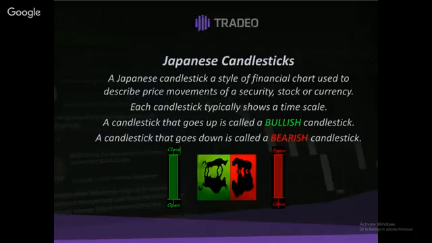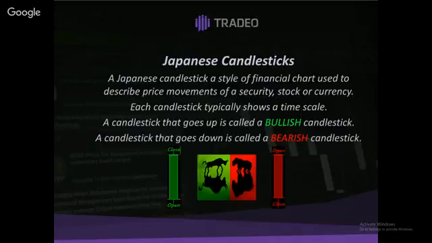as you can see in front of you, a Japanese candlestick is a style of financial charts used to describe price movement of a security, stock, or currency. Each candlestick typically shows a time scale. For example, we can look at it on the 1 hour, 4 hours, 30 minutes, and we will show you later on my MT4 on our website how exactly it works with the time frames. For those who don't know MT4, for those who don't know the web trader, this is what we use in order to trade. This is the software we're using in order to trade.